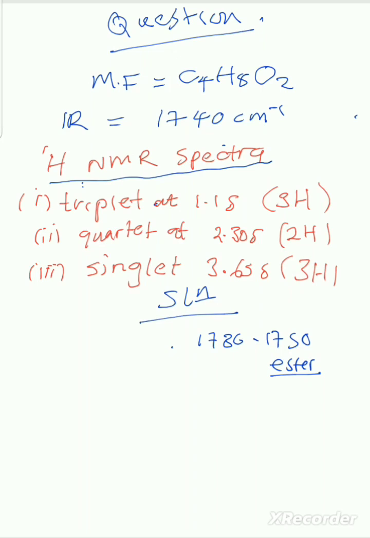Triplet. When I talk about a triplet, remember we're using n plus 1 to give us the peaks, which can be triplet, quartet, or singlet. When they say it is a triplet, it means it is connected to what? That atom is connected to CH2, because a triplet is 3 peaks, and n plus 1 gives us 3. So n is 2, which means it is connected to CH2.